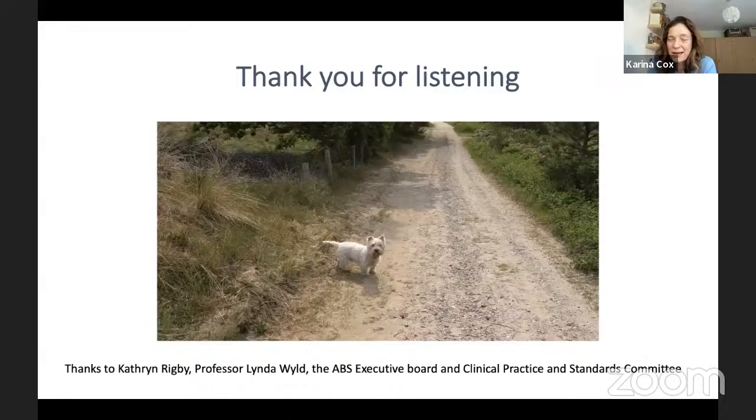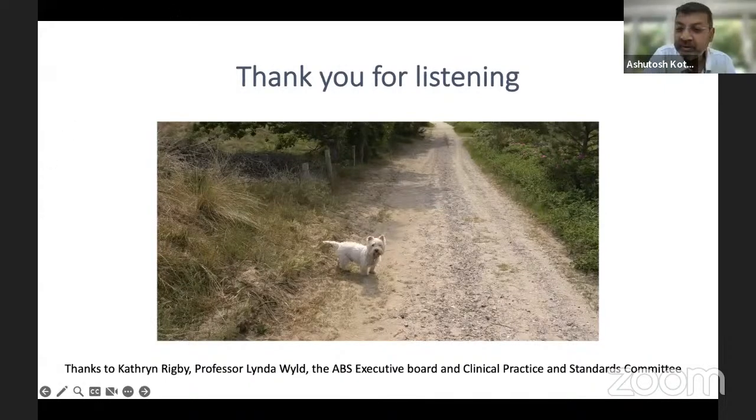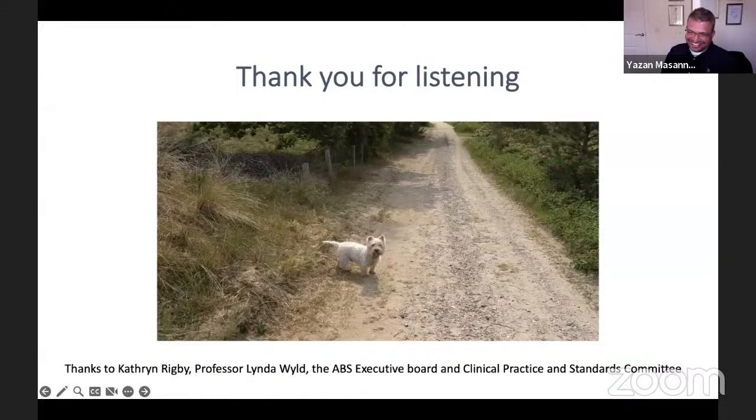I would like to thank especially Catherine Rigby and Professor Linda Wild for doing loads of work on this, the ABS Exec Board and the Clinical Practice and Standards Committee. Thank you, Karina, for sitting on the fence and not coming down on one side or the other. But the dog is cute anyway, so we like the dog.